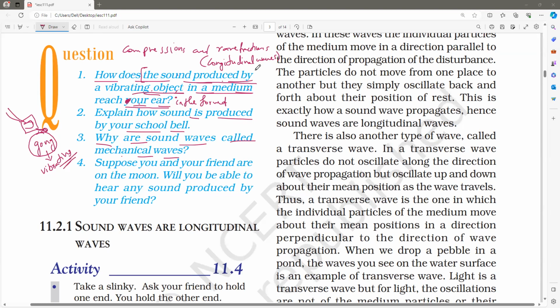Everybody write it. Why are sound waves mechanical waves? Without a medium, they cannot travel. Is it possible to travel without a medium? No. That's the reason they are called mechanical waves. Sound propagates in the form of compressions and rarefactions.